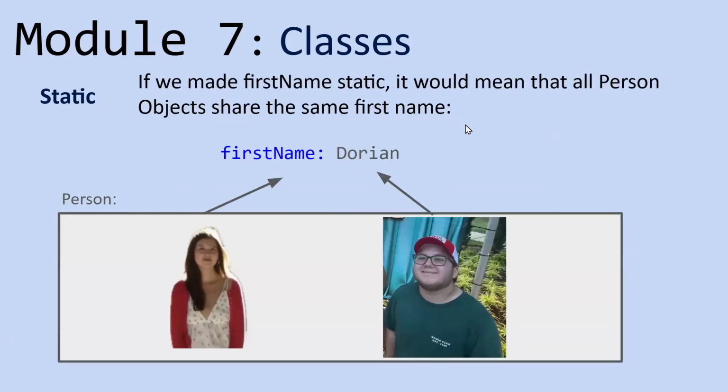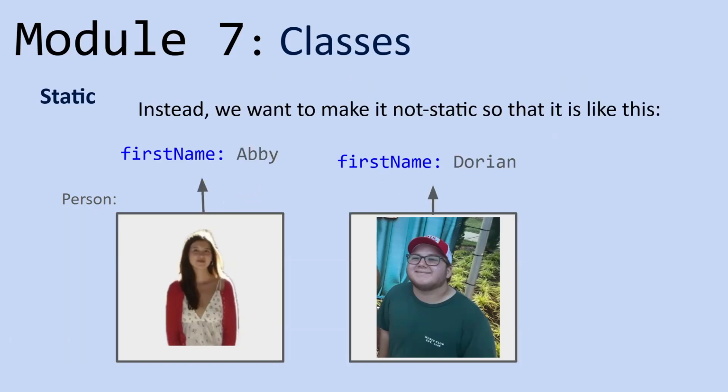Continuing with this explanation, what would happen if we make first name static? Well, that would mean all person objects share the same first name. So Abby, I, any other person that we made, they would all have the same first name, which doesn't really make sense. Everyone has a different first name. I mean, some people happen to have the same first name, but not everyone has the same first name. So we don't want to make it static because then all people would have the same first name. Whereas if it's non-static, this first name property belongs just to the specific object.